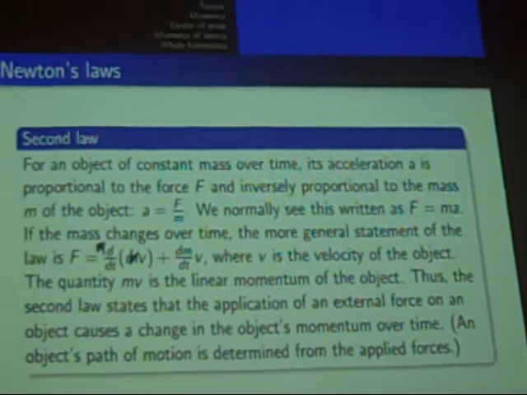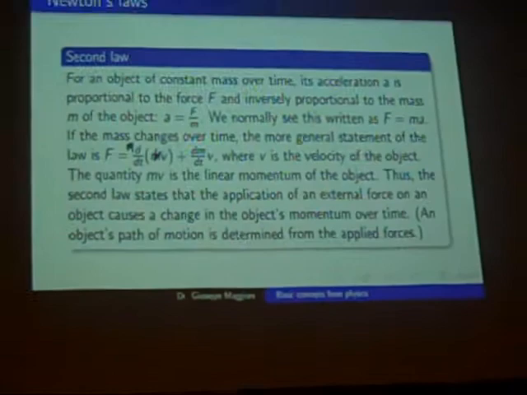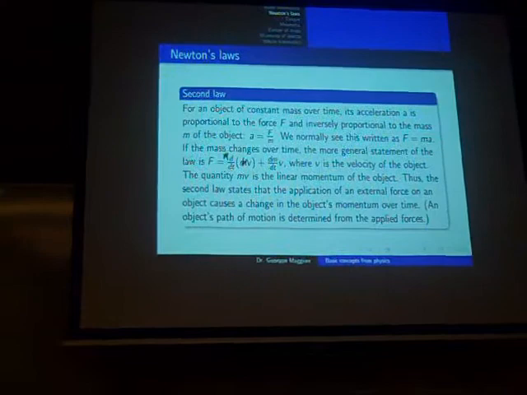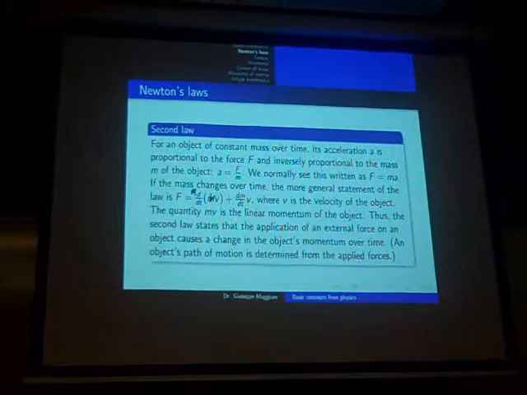The quantity m times v is called the linear momentum of the object. So the second law is actually saying that the application of a force causes a change in the momentum of the object. So what changes when you apply a force is not just the velocity. What changes is the product of the mass times the velocity.